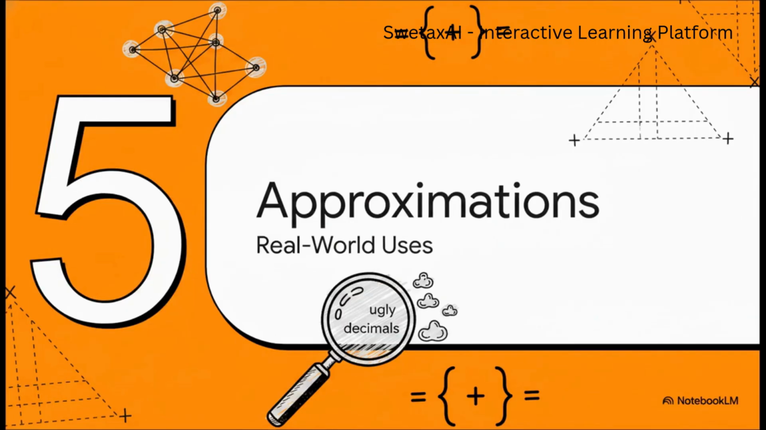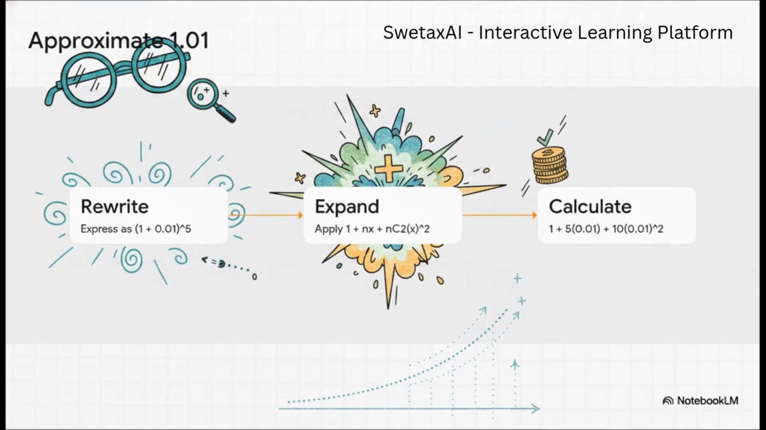But wait, there's more. Section 5, Real-World Numerical Approximations. This stuff isn't just for variables, it is a total game changer for ugly decimals. Imagine you need to calculate 1.01 to the power of 5, but you don't have a calculator. No problem at all. We just rewrite it as 1 plus a tiny fraction, 1 plus 0.01. Because 0.01 is so ridiculously small, the higher powers basically vanish. So we really only need the first few terms.